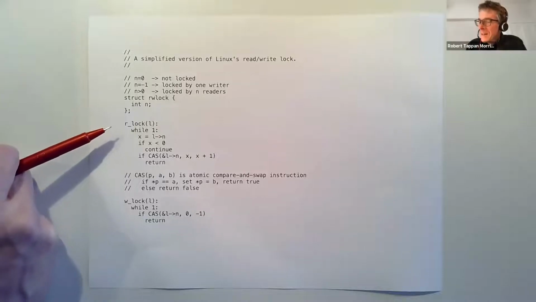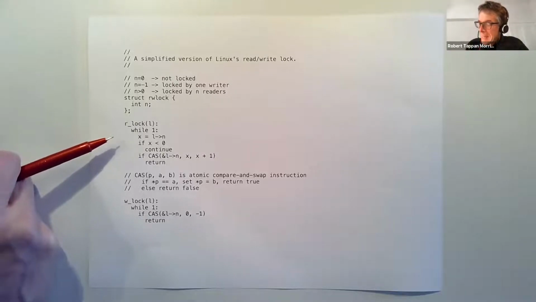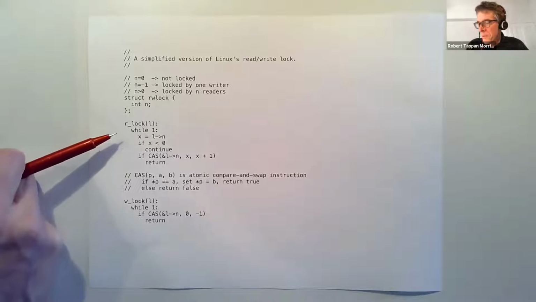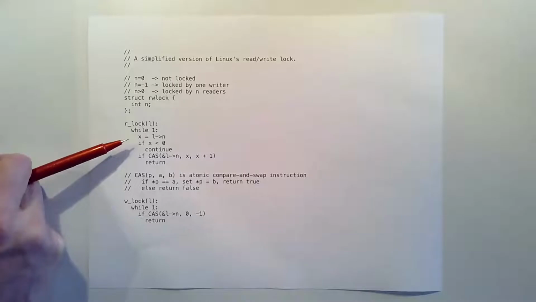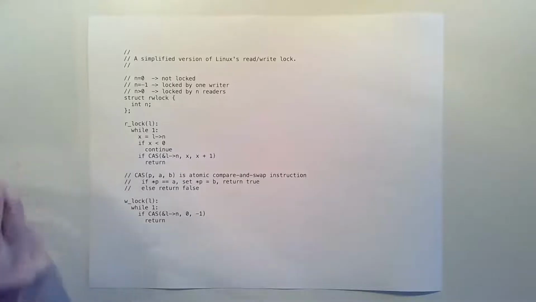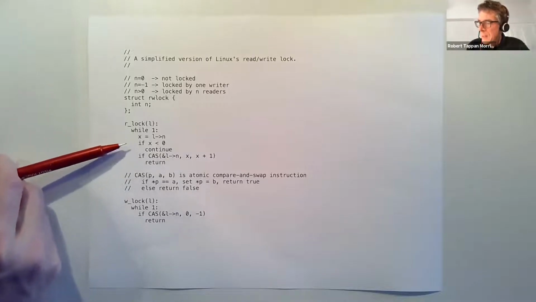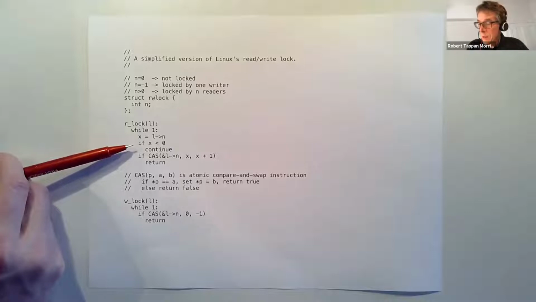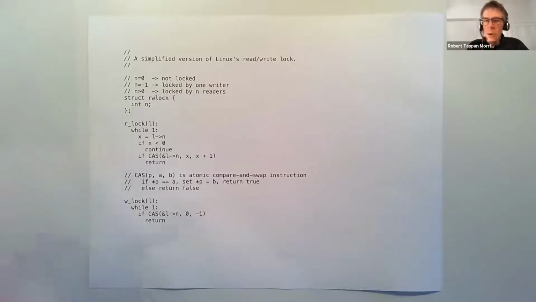The ReadLock function has to sit in a loop because if there's a writer, we have to wait for the writer. It grabs a copy of the current n value. If it's less than 0, that means there's a writer, and we just need to continue our loop, spinning and waiting for the writer to go away. Otherwise, we want to increment that value. But we only want to increment it if it's still greater than or equal to 0.